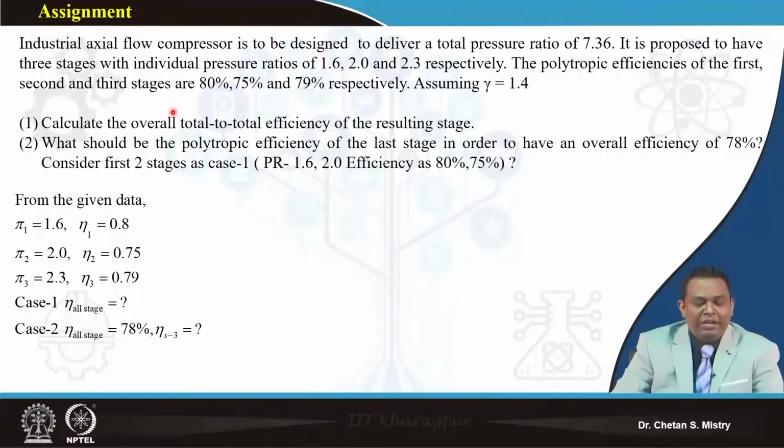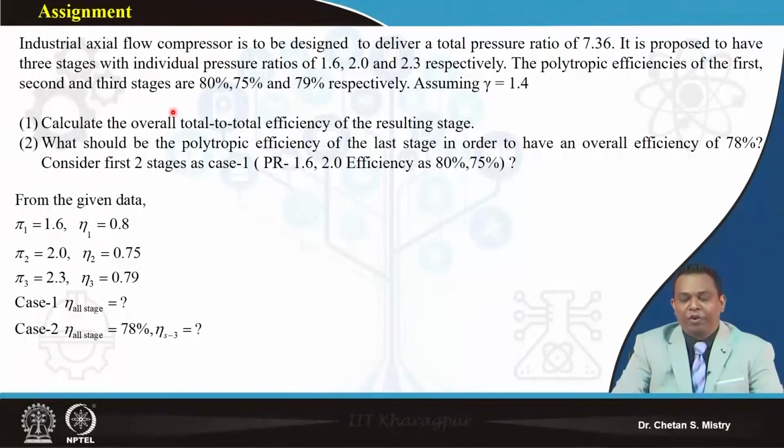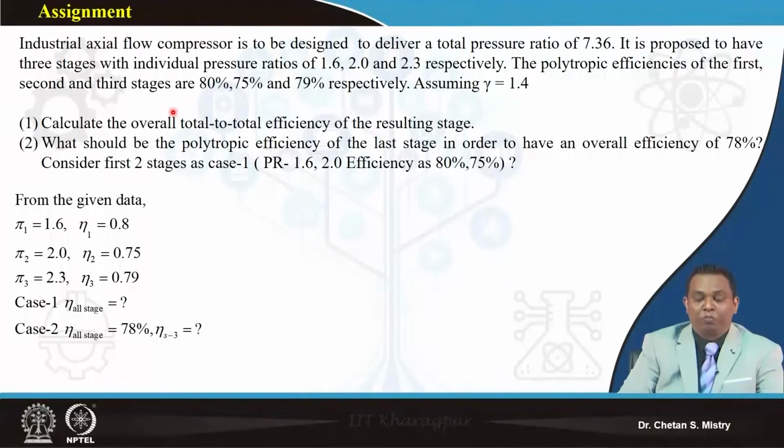It says: an industrial axial flow compressor delivers a pressure ratio of 7.36. It is proposed that the individual stages have different pressure ratios, 1.6, 2 and 2.3 respectively, and their polytropic efficiencies are 80%, 75% and 79%. In the numerical we solved in the last session, the stages had the same pressure ratio and the same polytropic efficiency. Here both are different, and that gives some different flavor.